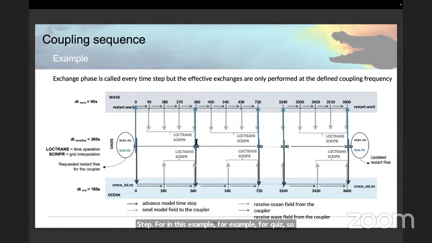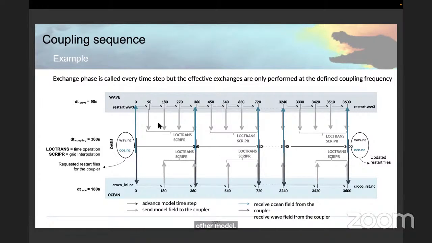And at some point, which we name the coupling frequency, here it was 360 seconds, we decide to exchange fields between the two models. And Oasis performed that. So at each time step, Oasis just gets the values from one model and stores them in its memory. And when it's time where we decided to exchange fields, it provides fields to the other model. So this is quite simple.